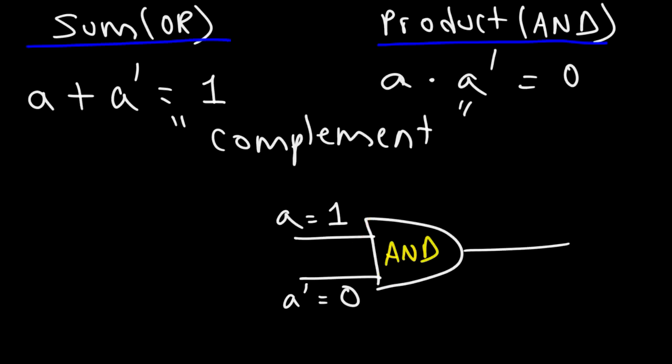Well, this will never happen, because if A is on, A prime will automatically be off. So the two inputs will never be on at the same time. So no matter what, this is always in the off state. So we're going to have a binary number of 0. Therefore, whenever you use an AND logic gate with the A and A prime inputs, the output will always be 0. It will always be off.